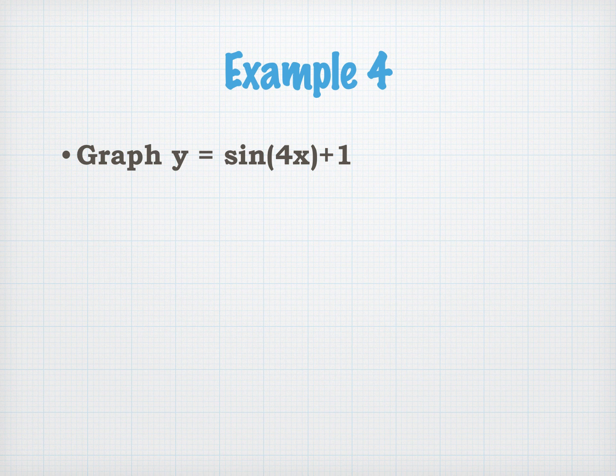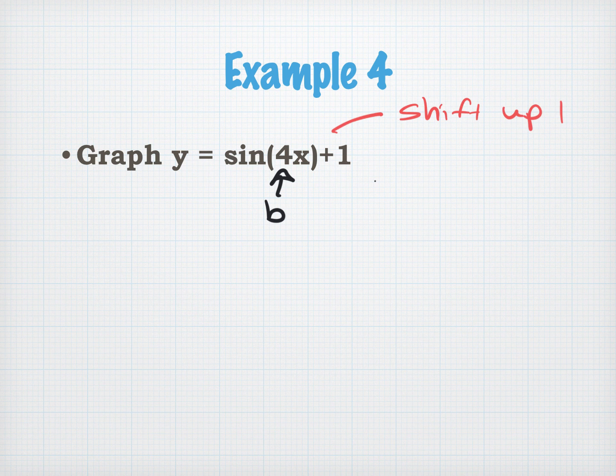So they want me to graph sine of 4x plus 1. So this plus 1 here is telling me I'm going to be shifting. So it's a shift up 1 unit. I'm shifting it vertically. Now, here, the 4 in this problem is the b value. So remember, this is going to be the speed change. When it's greater than 1, this is telling me my graph is going to be super fast. It's going 4 times faster.